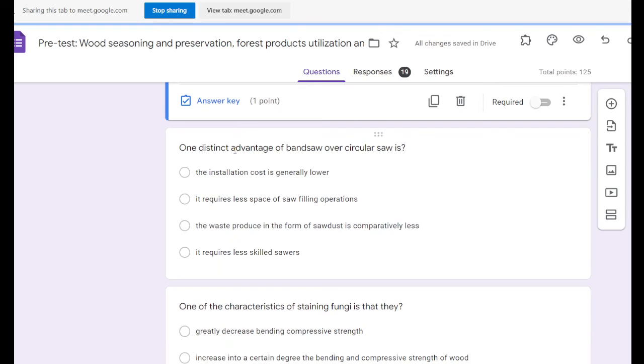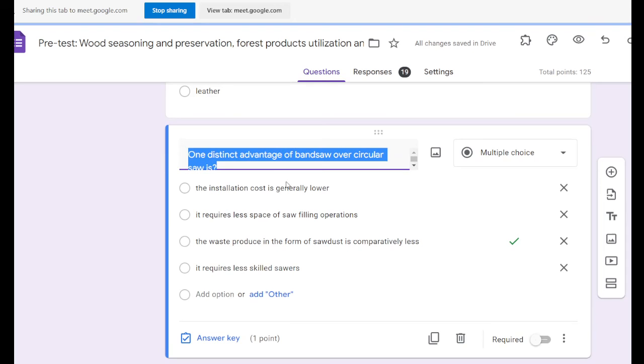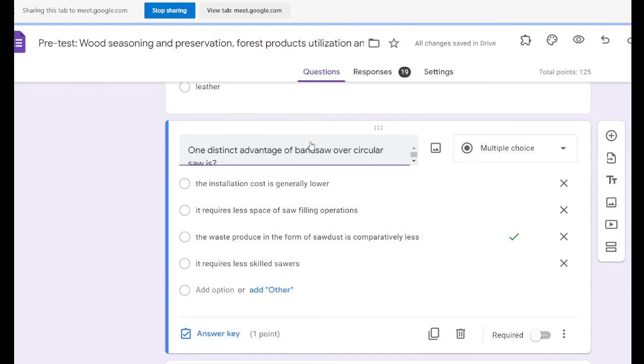One distinct advantage of bandsaw over circular saw is that the waste produced in the form of sawdust is comparatively less. Okay? A lower amount of waste is produced in the use of bandsaw because the saw kerf is very thin. Okay? The saw kerf, the path of the cut, is very thin. So that's why comparatively less waste is produced.